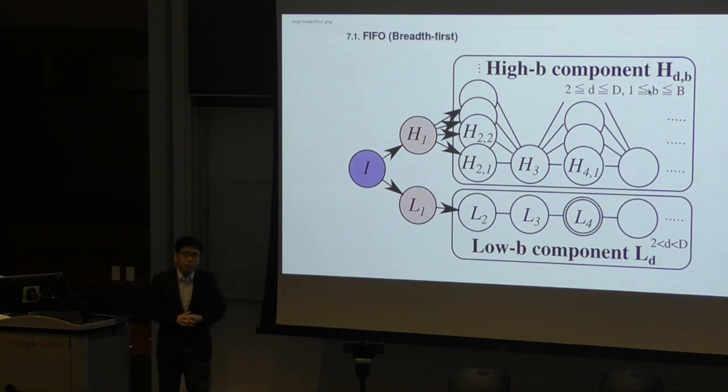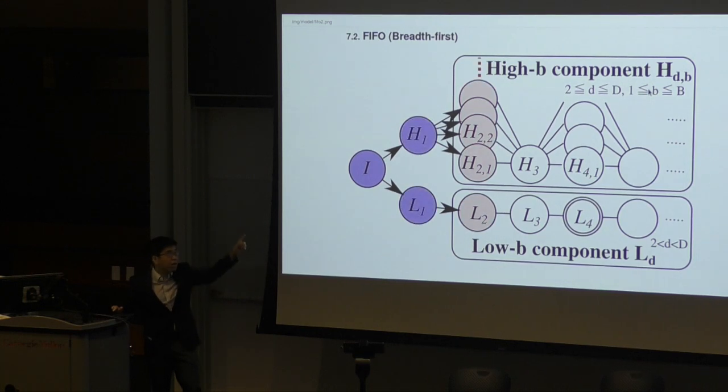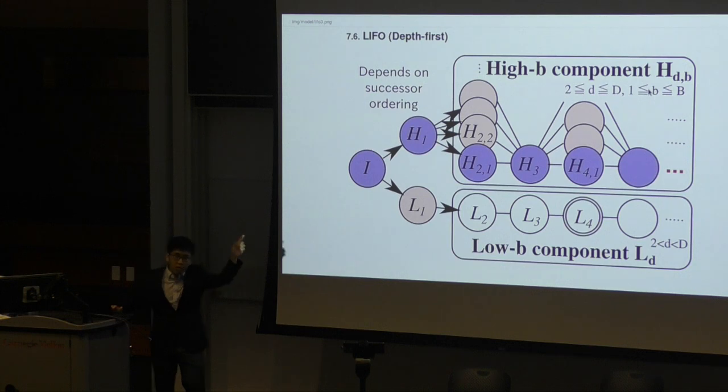So what is the behavior of breadth first search in this graph? Initially, this node is expanded, and both L1 and H1 are expanded. But there are a huge number of nodes in the second layer of H, which means it takes maybe an infinite amount of time to reach the third layer. What happens in the depth first search? In this case, although this depends on the successor ordering, in the pathological case, it continues to expand the high branch, which takes another infinite amount of time.